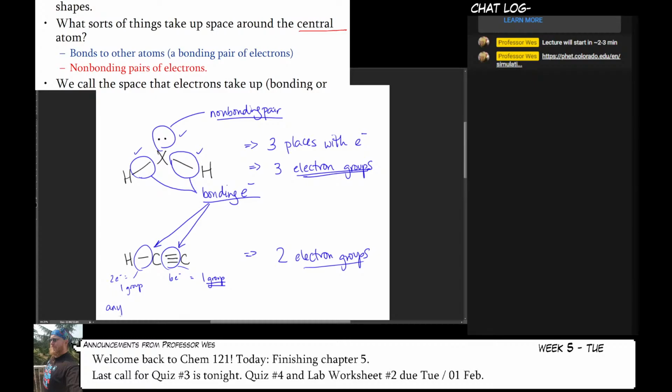So again, any number of bonds in a, I want to say in a location, but I don't know if that's specific enough. Oh, I made the eraser really tiny too. I got to fix that.